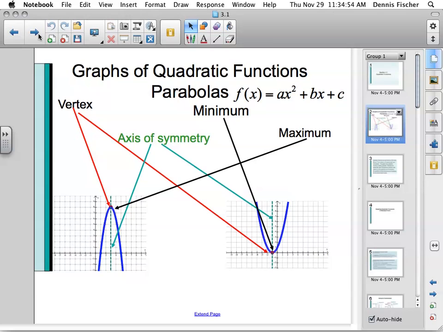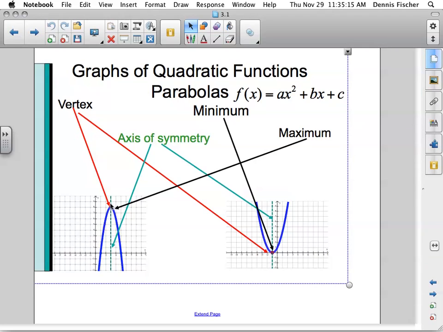If the A term is positive, it's going to be a minimum. If my A term right here is a positive, it's going to be a minimum. It's the lowest point. If my A term is negative, it's going to be a maximum. It's going to reach a maximum point on the graph. You can tell the difference between these two. This one has a maximum.